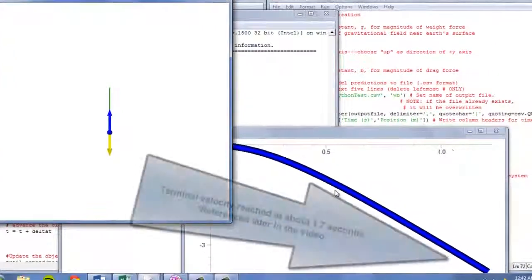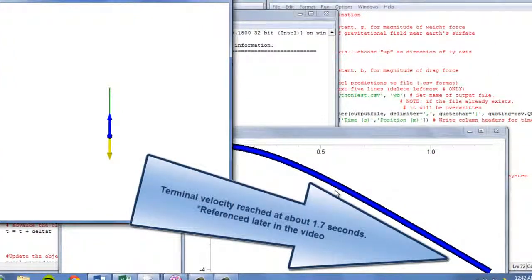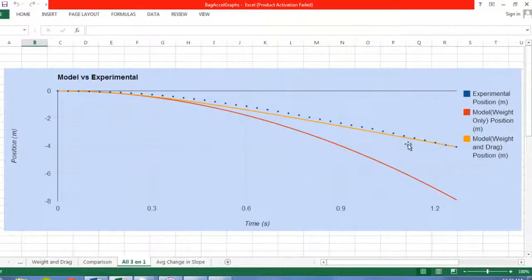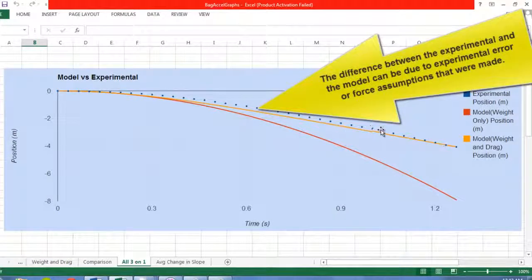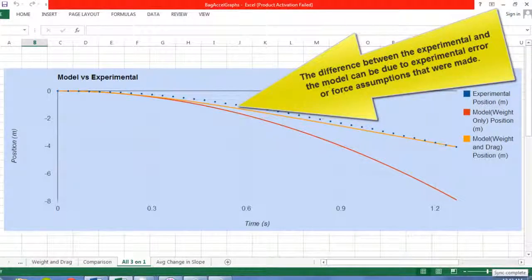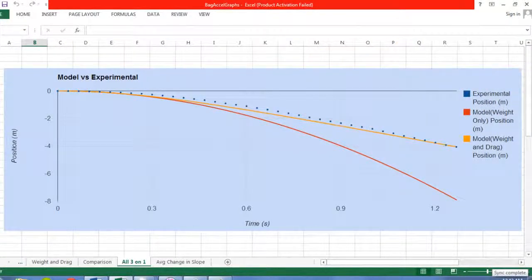As you can see, when accounting for drag force, the model does a better job of predicting the motion of the bag. In the graph, the model of the weight and the drag force is much closer to the experimental position of the bag. In conclusion, we can say that terminal velocity will be experienced by an object with a large quantity of drag, which is a slowly dropping object that has more surface area and less density. This is what happened in my case.